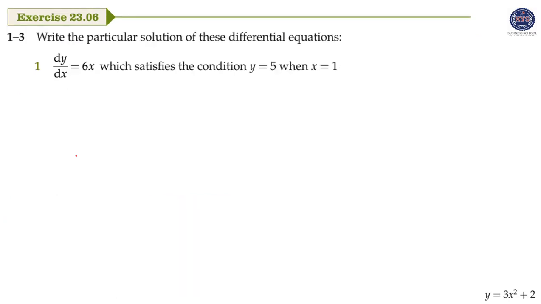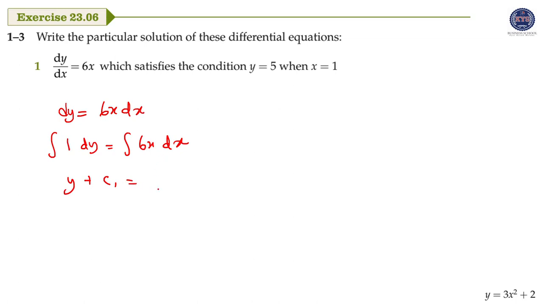Alright, so let's take a look at question number 1. Write the particular solution of this differential equation. So dy over dx equal to 6x, which satisfy the condition y equal to 5 when x equal to 1. So first thing first, of course, you have to use the separable method. Therefore, I have dy equal to 6x dx. Integrate both sides. Integrate 1, we have y plus c1. Integrate 6x becomes 6x squared over 2 plus c2.